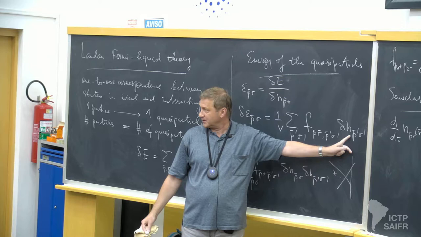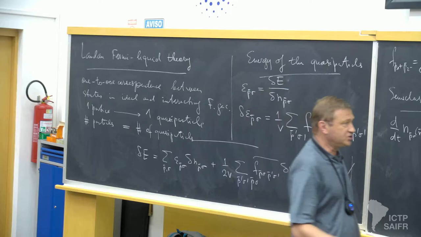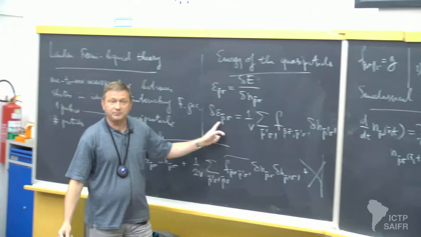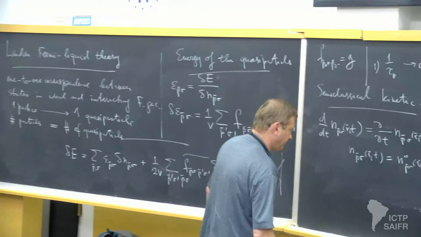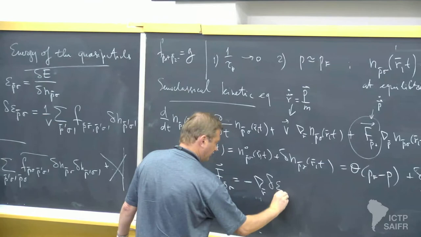And this change of the quasiparticle energy with position is like moving in a position-dependent potential. So therefore, that immediately generates a position-dependent change of quasiparticles. It's like an external position-dependent potential field. So the force is therefore minus gradient of this delta epsilon p sigma.